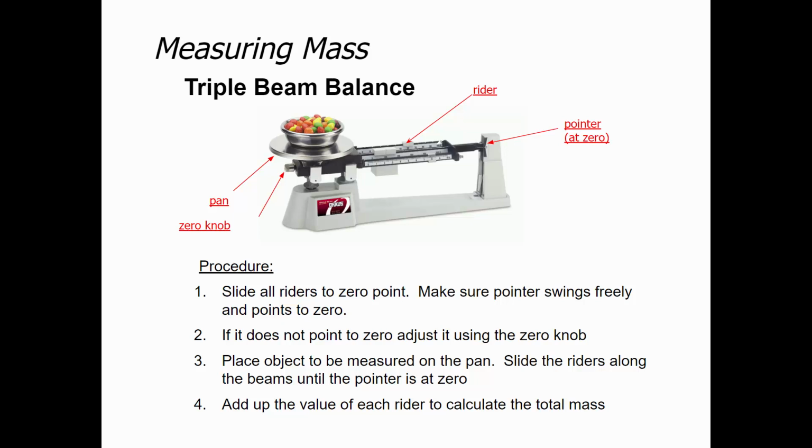How do I know the mass of my clipboard then? I add up each rider. So this one is on 300, the big one. The medium one is at 60. And then the smallest one is about 3 or so. All right, let's pretend it's balanced. It's 363.1. Add them all up. That's how many grams of mass my clipboard has.